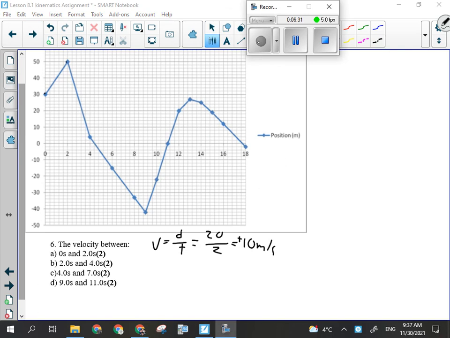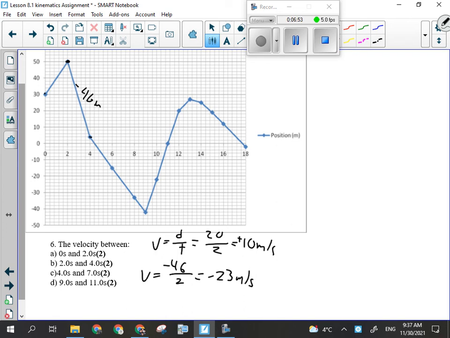Okay. Then for the velocity between 2 and 4 seconds, we're going from 50 back down to here, so we already know that's 46 meters, negative 46 meters. So V will equal negative 46 over 2, so that will be negative 23 meters per second.